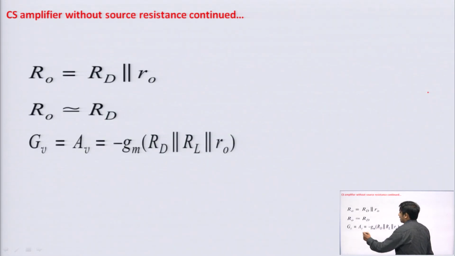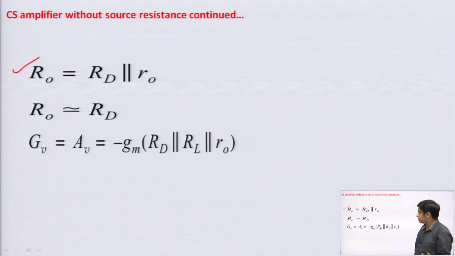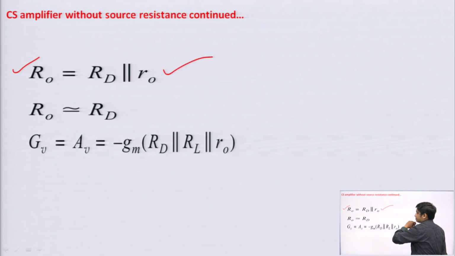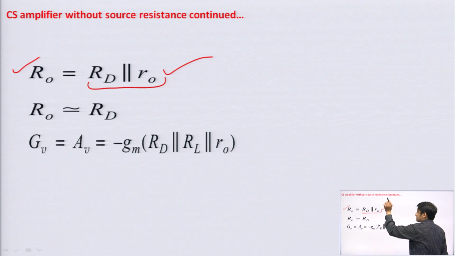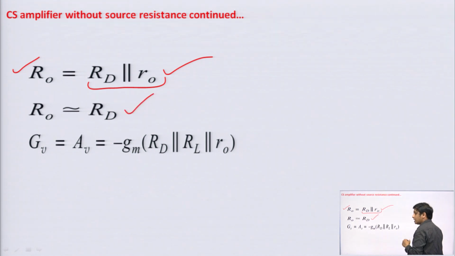Now, what is R out? To calculate the output resistance, simply put the input signal source equal to 0, then it comes to be RD parallel to R naught, and again if we neglect this R naught, then output resistance will be RD. In the common emitter amplifier, the output resistance was RC, the collector resistance. Here it is equal to the drain resistance.